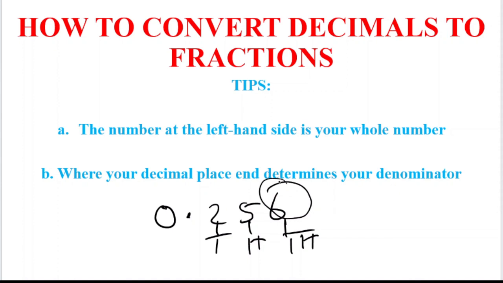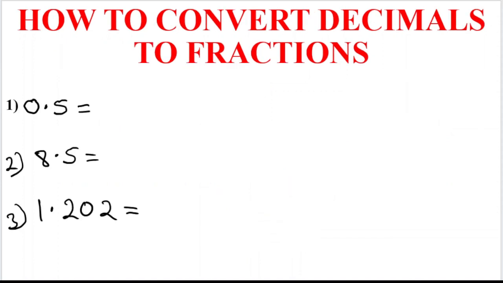All right, let's take some examples. In example 1, we have to convert 0.5 to a fraction. So the 0 is at our left hand side. 0 is nothing, so we cannot take 0 as a whole number. Okay. So now the second option says where our last decimal place ends would determine our denominator. Now we're going to look at this. This is in the tenths position. So we can simply say 5 over 10.